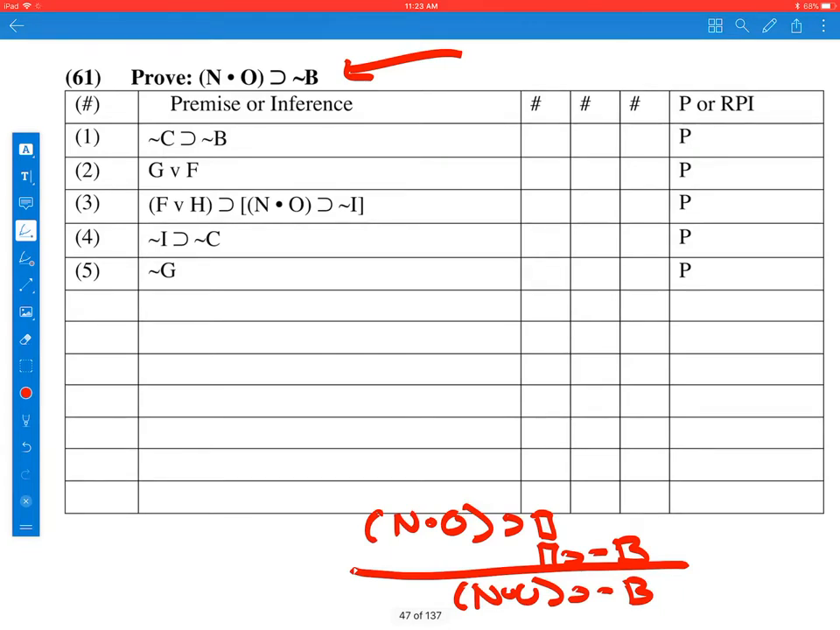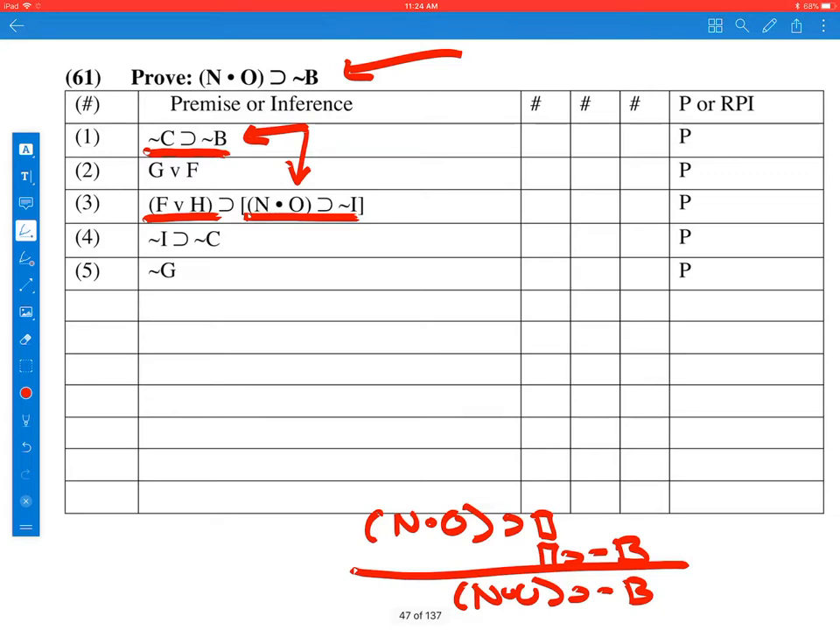And I notice that N and O, then blank is right here in line 3, so I can get that if I have an F or H. We'll worry about that later. And then I also notice that there's a not B conditional. So if I can get what's on line 1, which is free and clear, and that consequent on 3, I'm good to go. So the first thing I need to do is get the F or H for line 3.